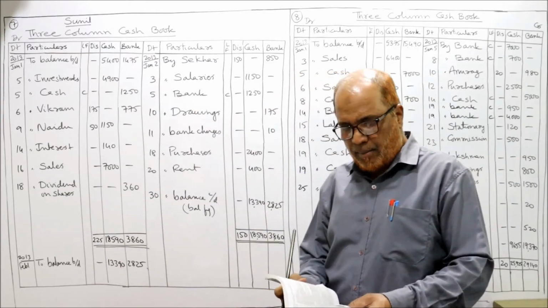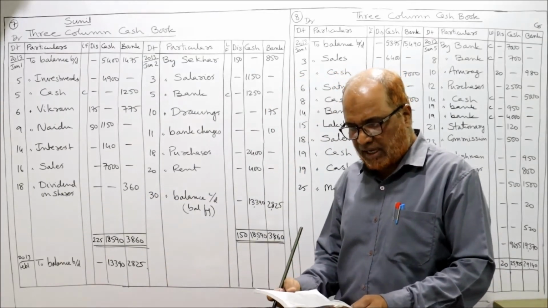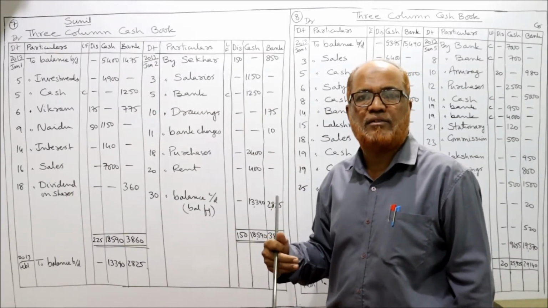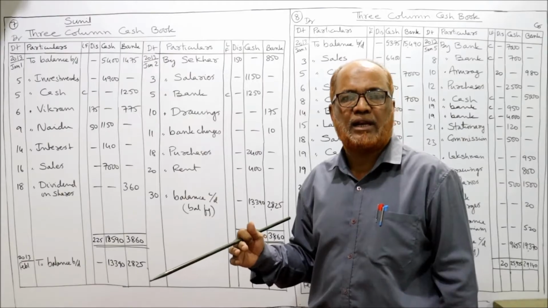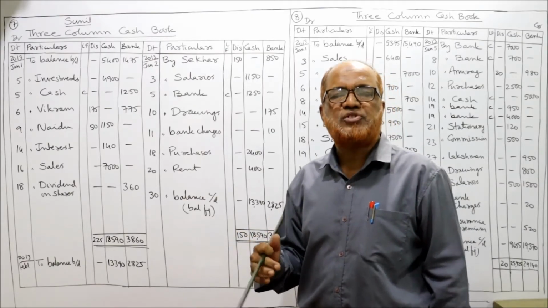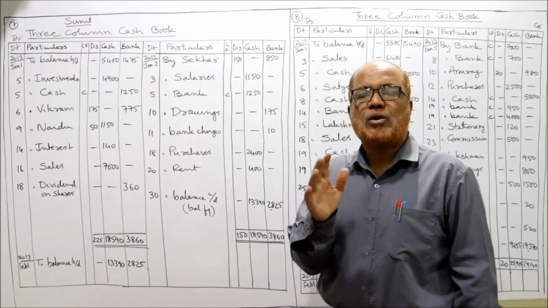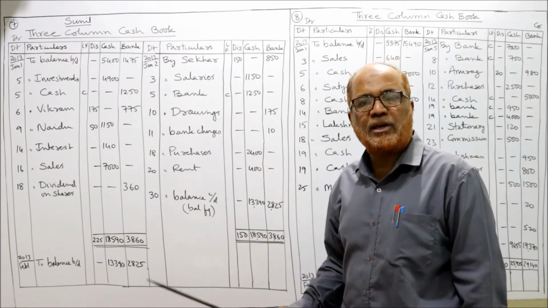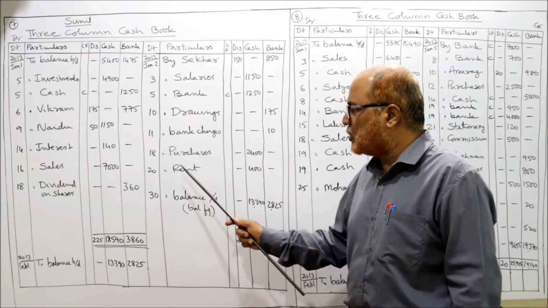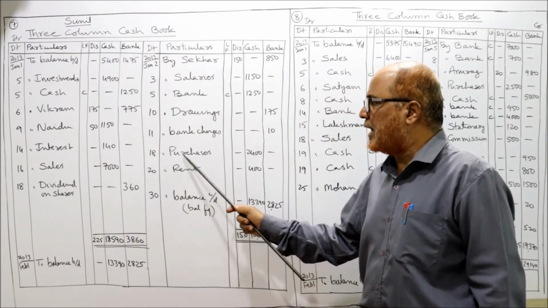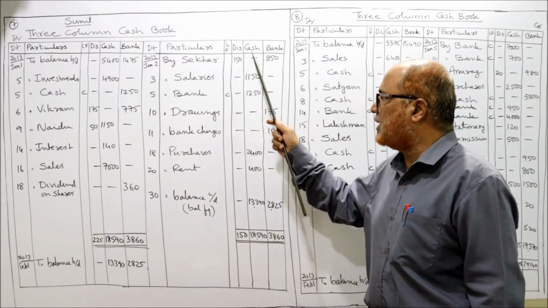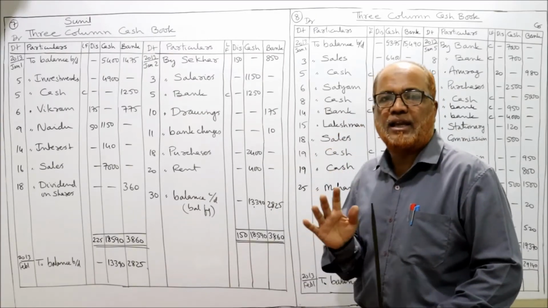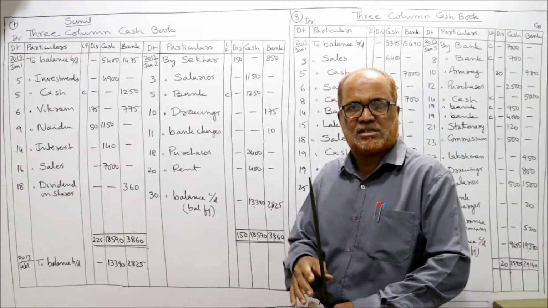Same 18th date, purchased from Wahed for cash 2400. Purchased goods from Wahed. We are not concerned with Wahed or anybody because it's a purchase for cash. When we purchase the goods for cash, we are not concerned with the party. So simply you should write by purchases. So here you can see 18th date, by purchases 2400 in the cash column. Name is given in the problem, but we should not write the name from whom we have purchased, not necessary.